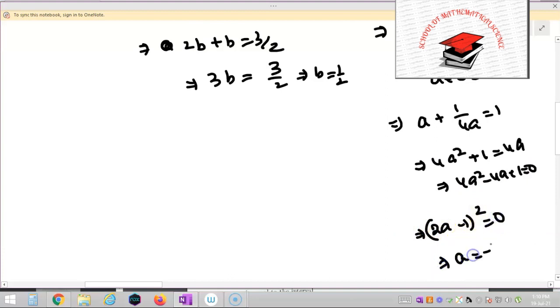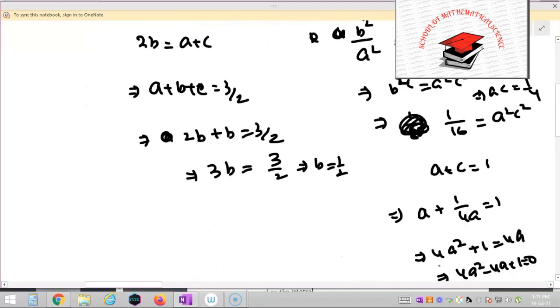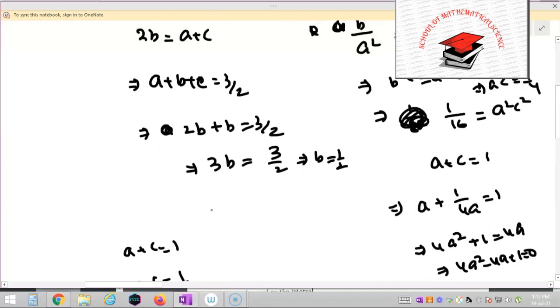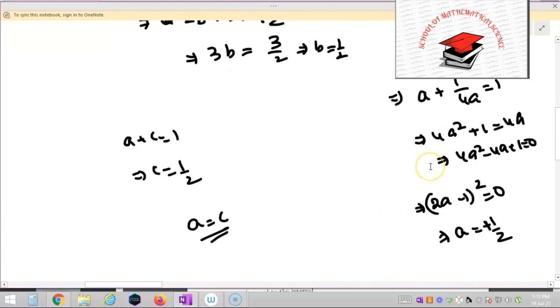Hence A is equal to 1 by 2. So A is equal to 1 by 2. Now we know that A plus C is equal to 1. It will imply C is equal to 1 by 2 again. So here A is equal to C, but you can see that it is given that A is strictly less than C. So we cannot take the value AC is equal to 1 by 4.